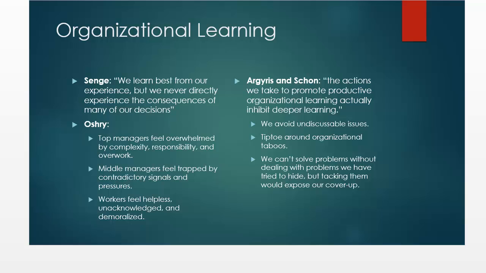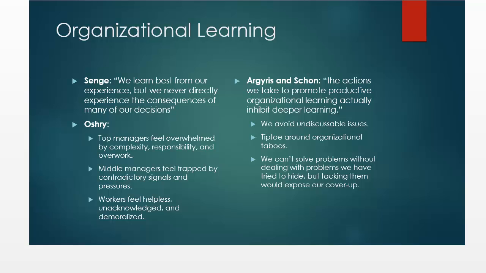So if we look back at some of the pioneers that were working in organizational learning, you have these 3 different perspectives. The first of which is best summarized, I guess we should say: we learn best from our experience, but we never directly experience the consequences of many of our decisions, and thus we draw the wrong conclusions associated with those decisions. Senge also focused on this idea of system maps, this ability to take very complex ideas and move them down so that they were simple enough to understand, but they still captured the nuances of what was going on within the situation.